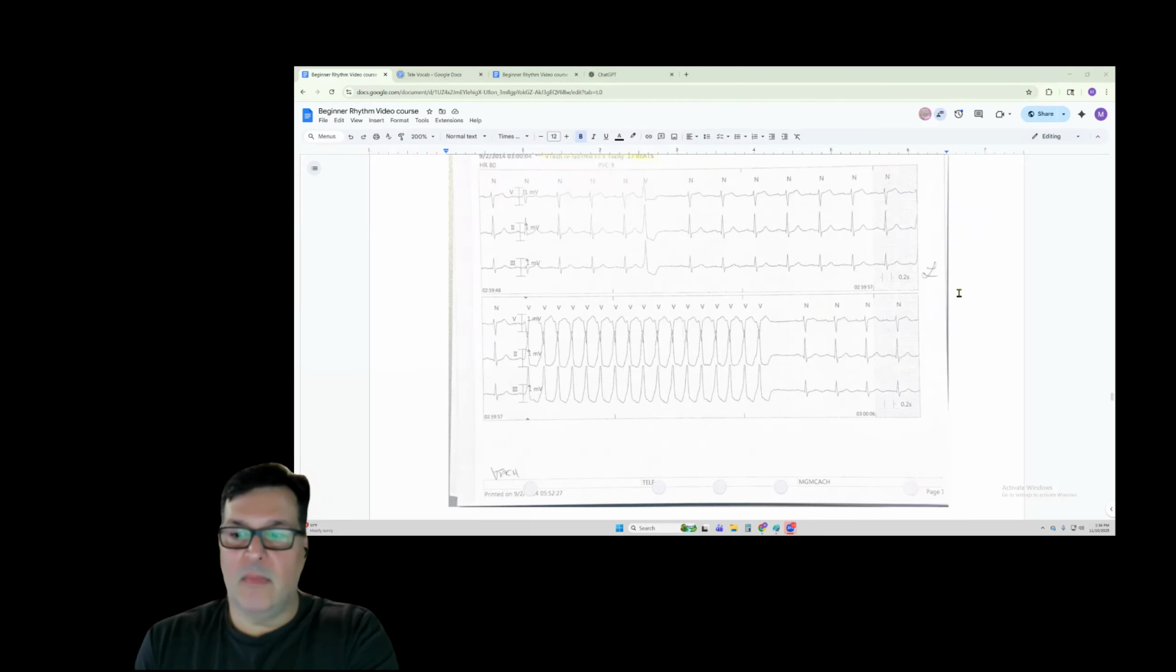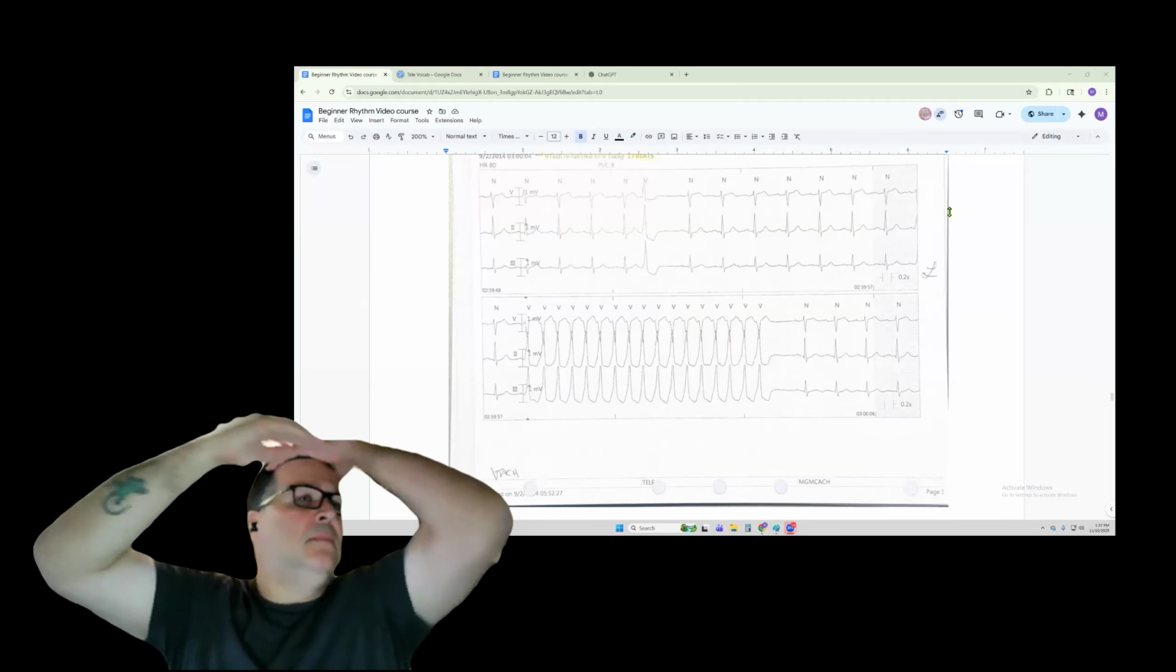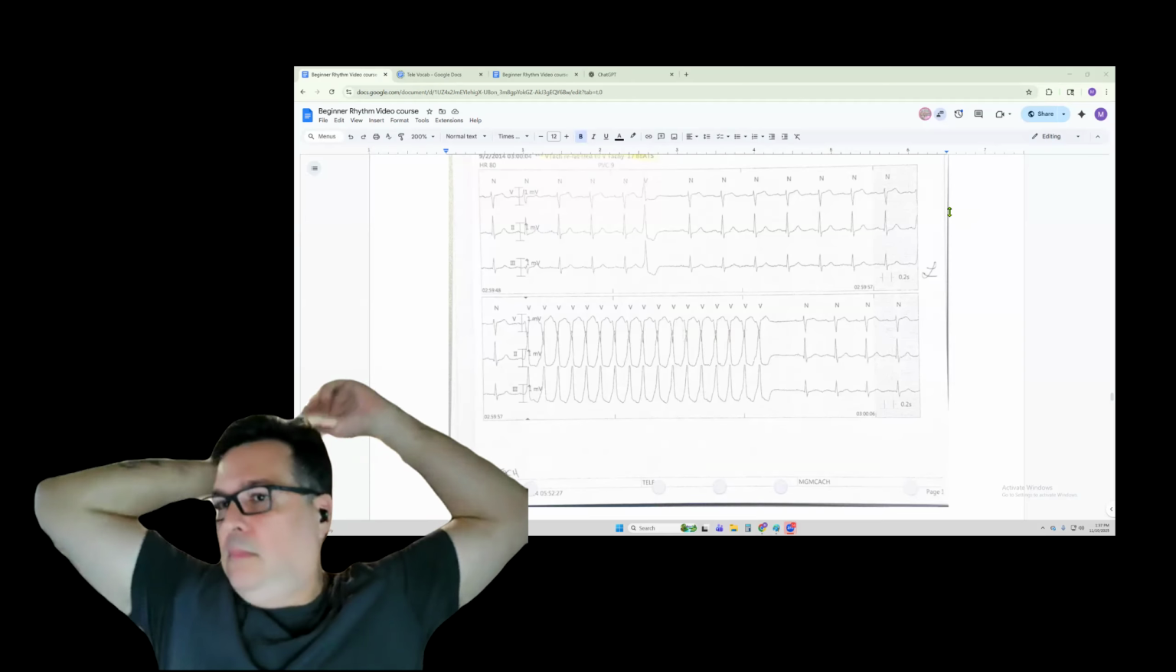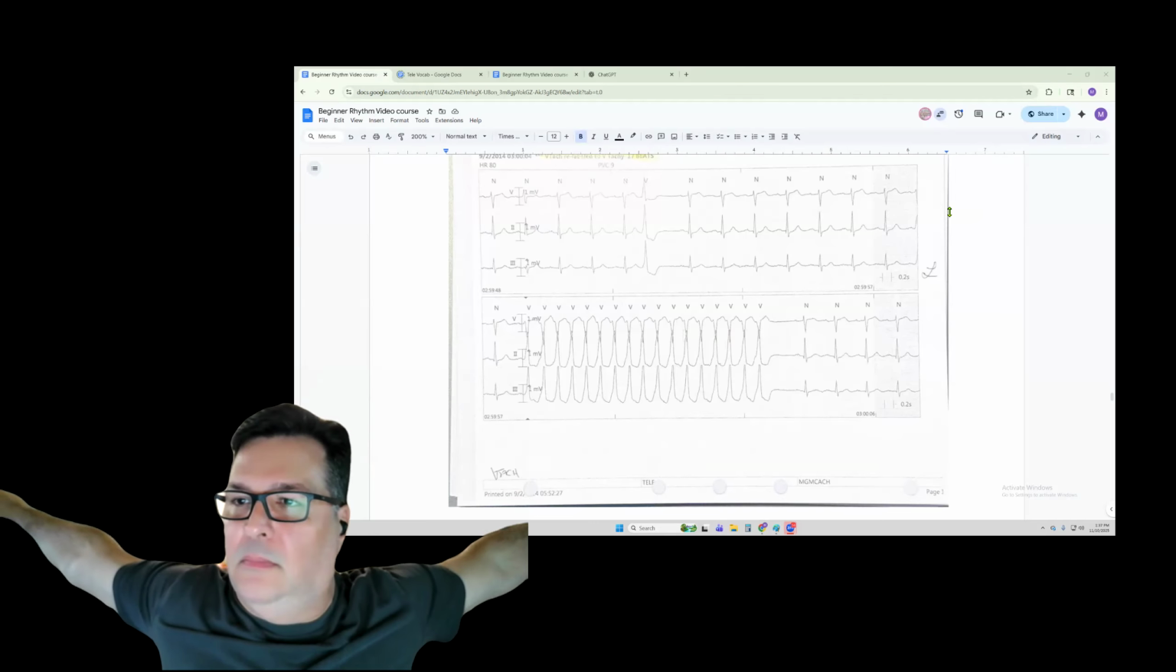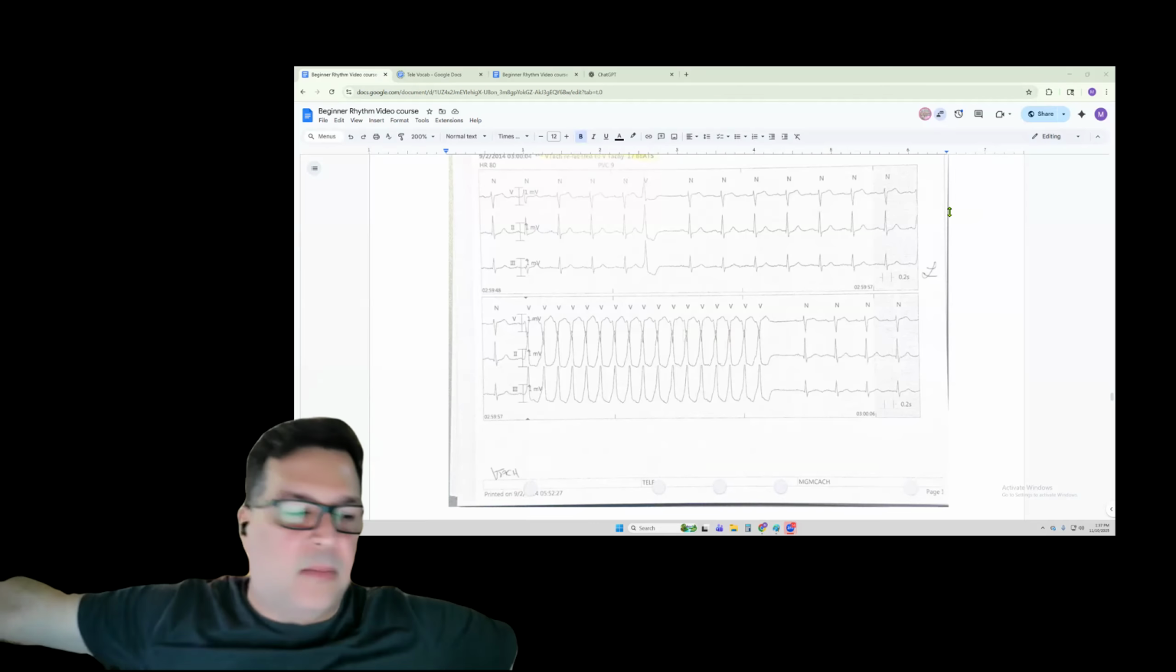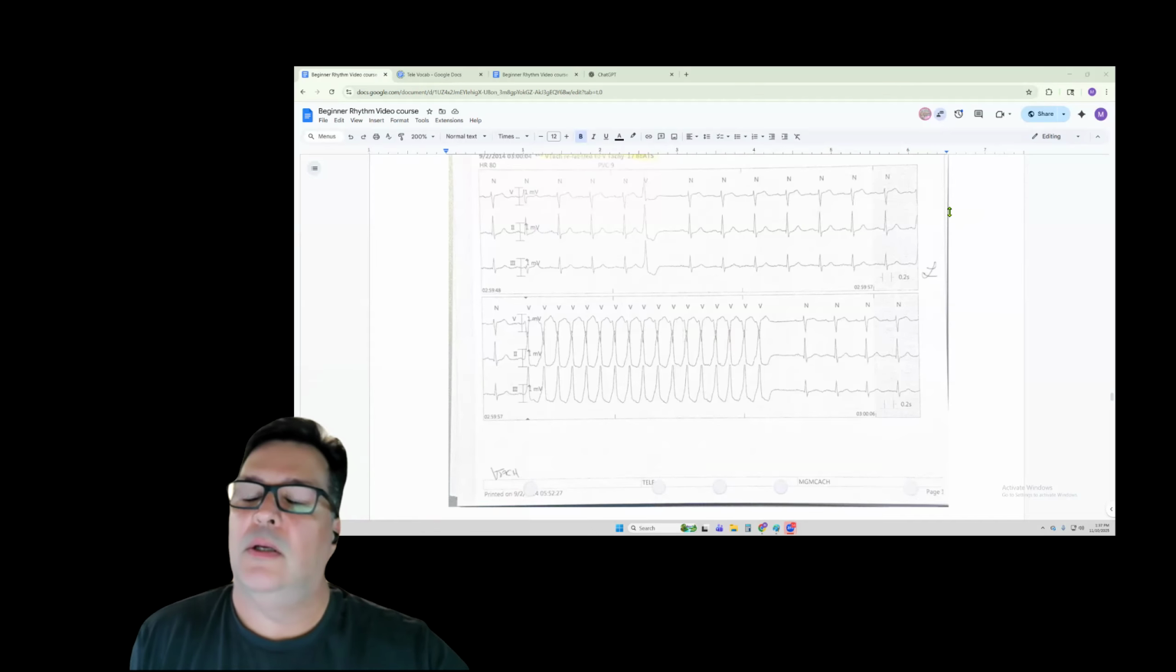Ideally, we would get a phone call from the tele tech saying, hopefully, that they had an episode of VTAC that ended. If it's still occurring, it's a medical emergency until proven otherwise. Until somebody has eyes on that patient saying that they're not symptomatic, it's a medical emergency. Okay, so if they're sustaining.